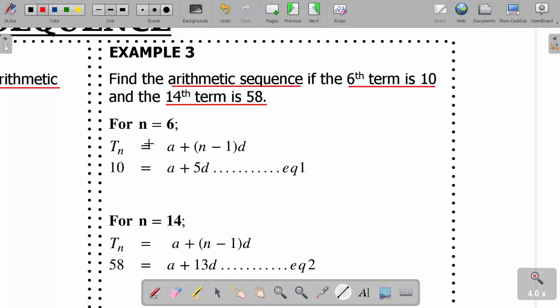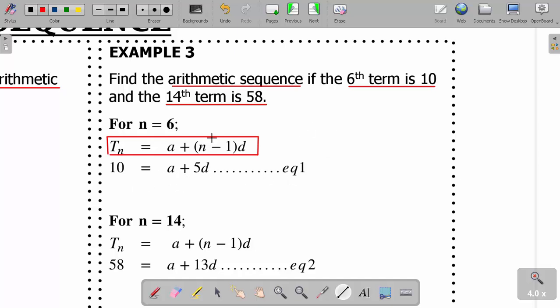Let's go. So note our Tn equals a plus n minus 1 times d. This is the general term for arithmetic because the question said so. That's why we are using it here. So now if I substitute, remember they said the 6th term is 10, which means if I put 10 here, I must put 6 where there is n. So what is 6 minus 1, guys? That is 5. 5 times d, I get 5d, then plus a here. So that one becomes my equation 1. Meaning 10 equals a plus 5d is my equation 1.